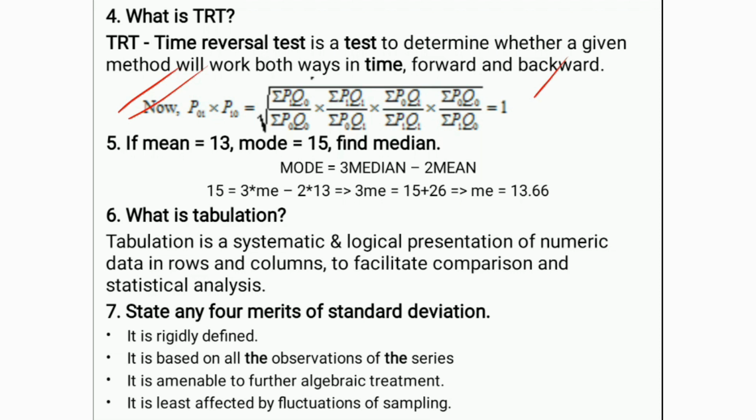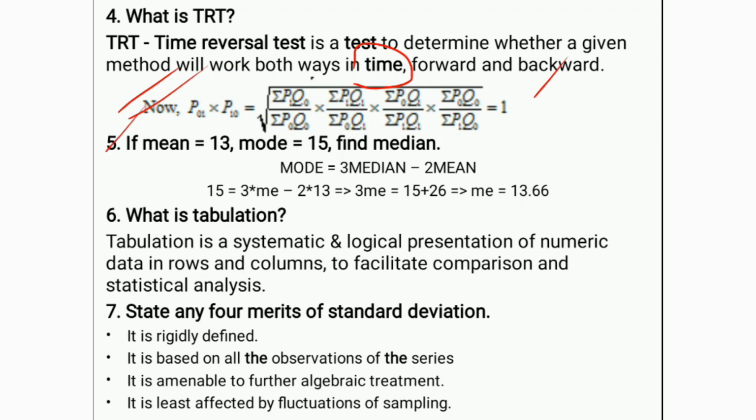Time reversal is a test used by Fisher's index numbers, which states whether this index number can be used both forward and backward with respect to time. So that is what the time reversal test says.